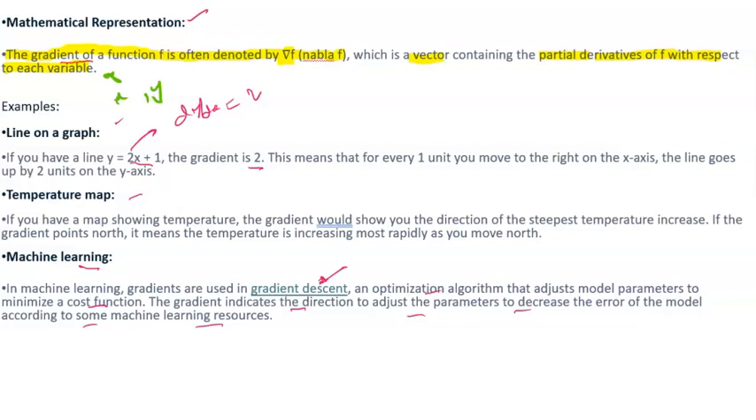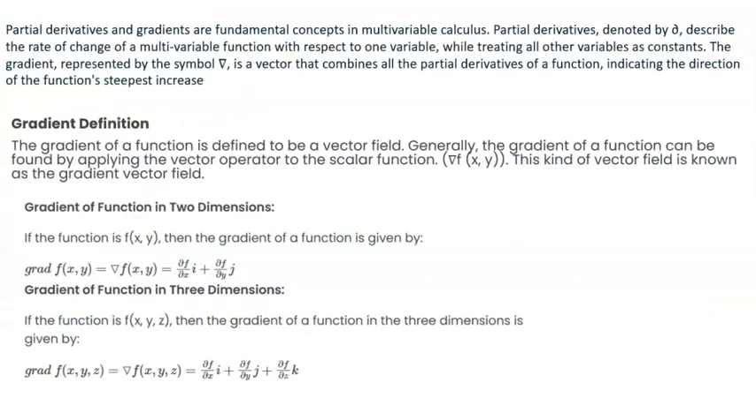Okay, fine. Now let's go for one example. Partial derivatives are the fundamentals of multivariable calculus. Remember, we denote partial derivatives by del; they give the rate of change of a multivariable function with respect to one variable while treating the other variables as constants. This is the basics of partial differentiation. Now let's go with the gradient definition. The gradient of a function is defined to be a vector field. Generally, the gradient of a function can be found by applying the vector operator to the scalar function, that is, nabla f of x, y.